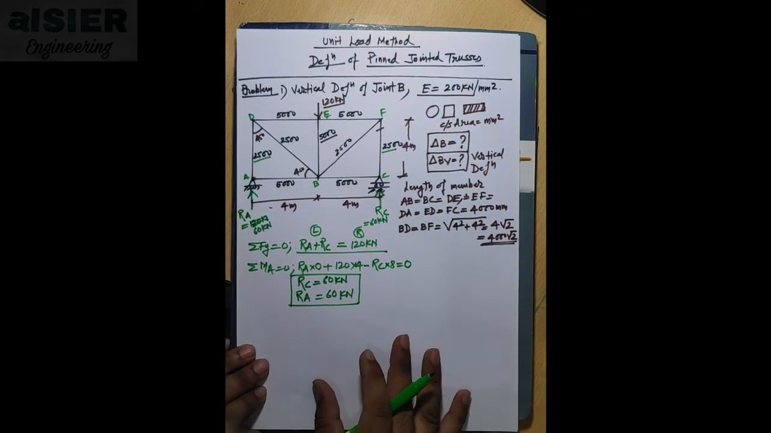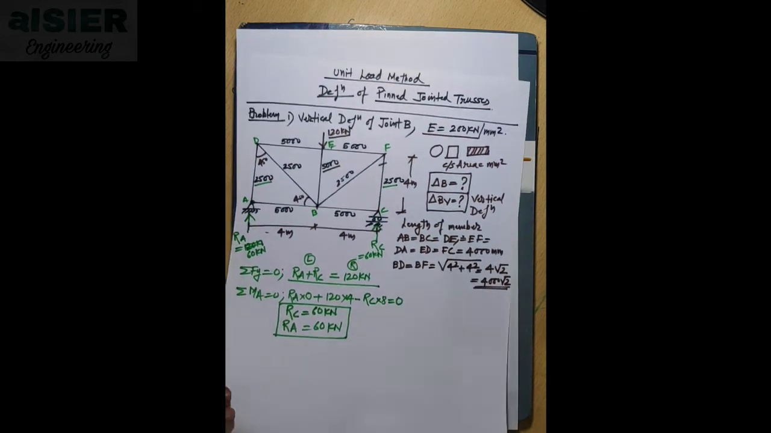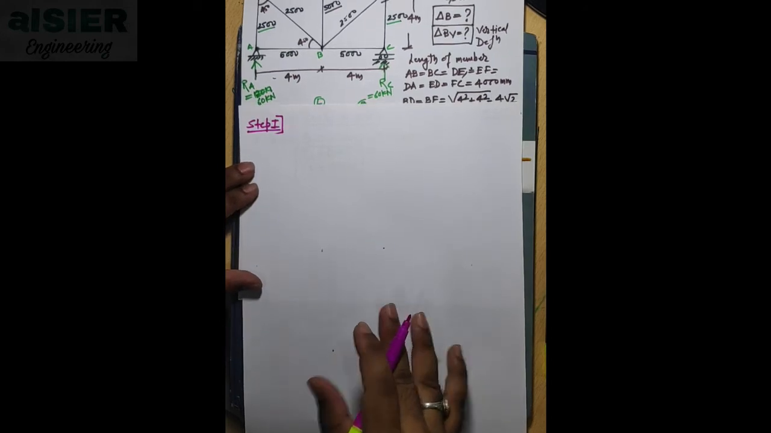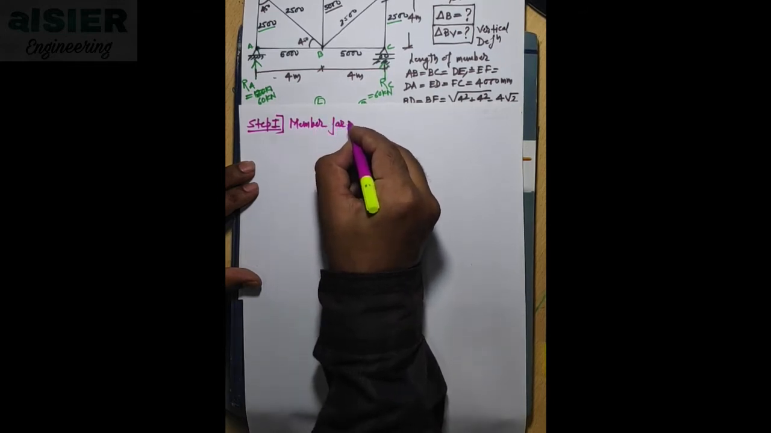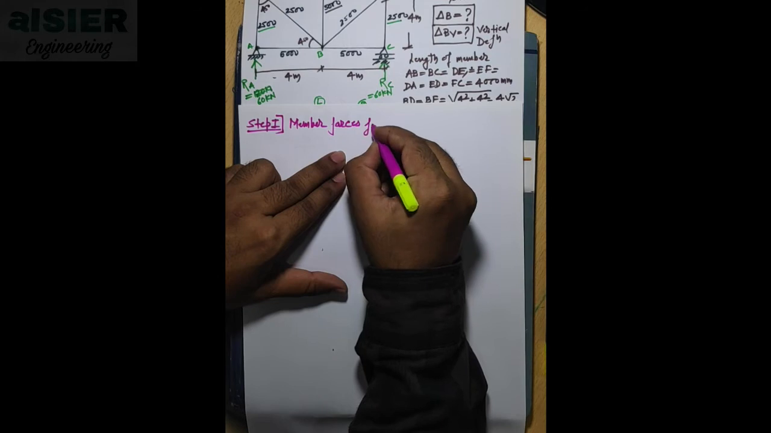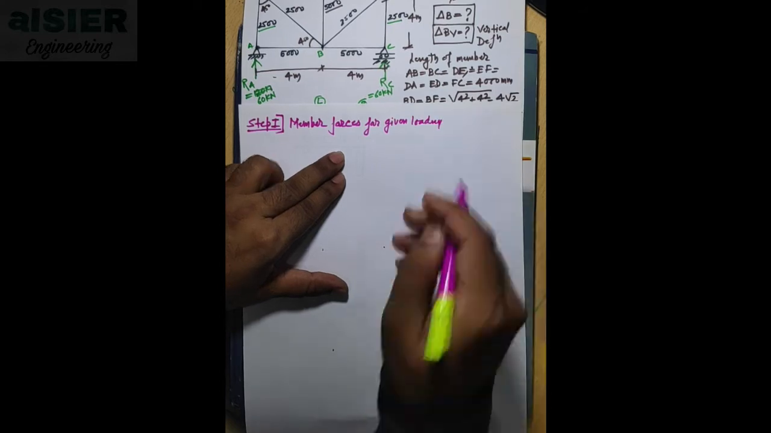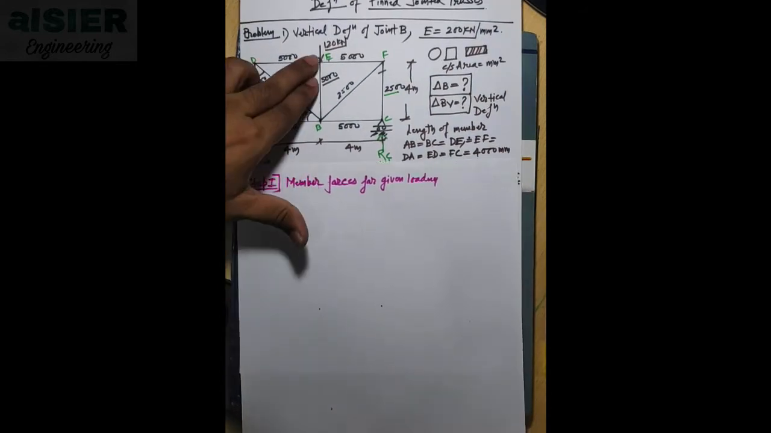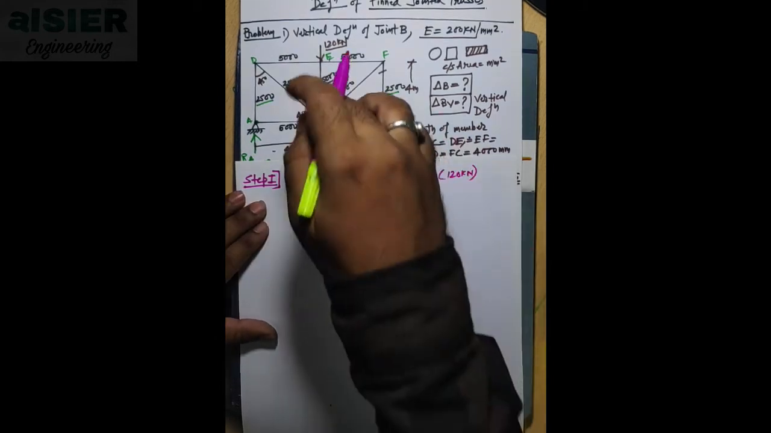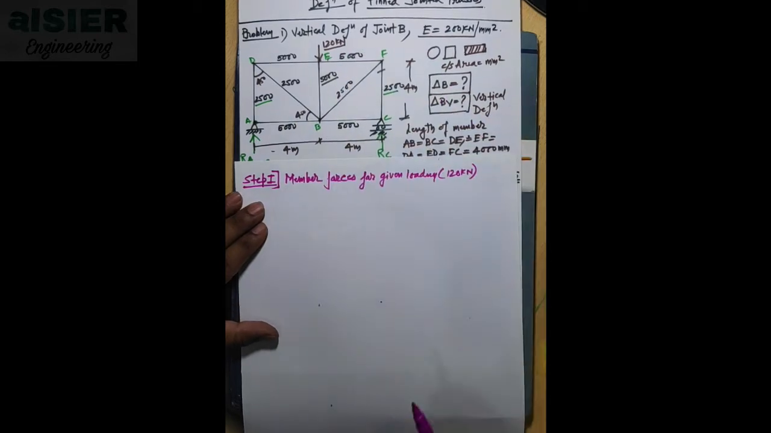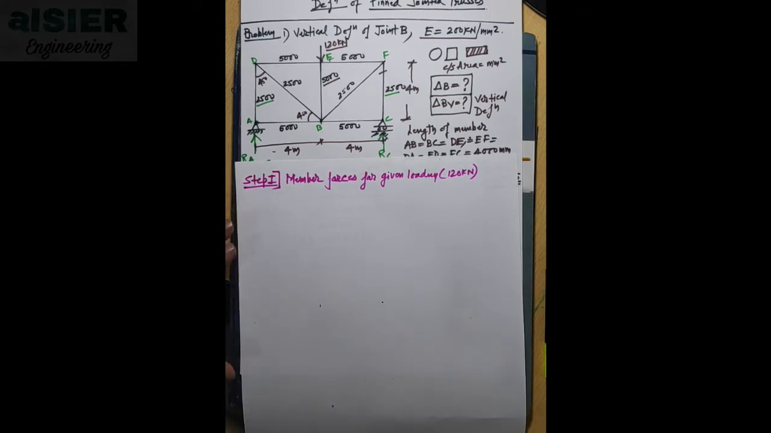Okay, so once we have calculated the length, angle and reaction, now we'll start with step 1. Step 1 is to calculate member forces for the given loading. Now which loading is given here? The 120 kilonewton loading is given, right? So we have to calculate member forces, meaning the forces developed in these members due to this 120 kilonewton loading. Okay, let me quickly draw the diagram again and then we will resume.